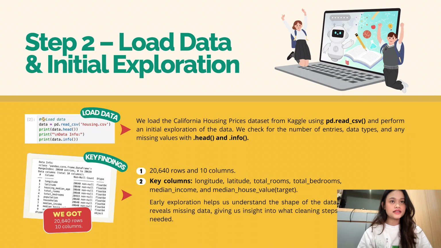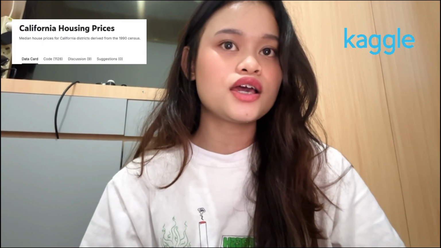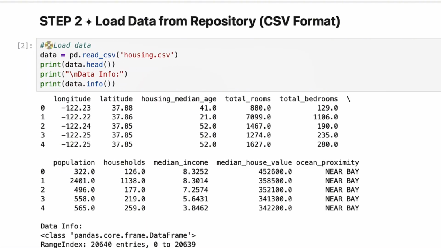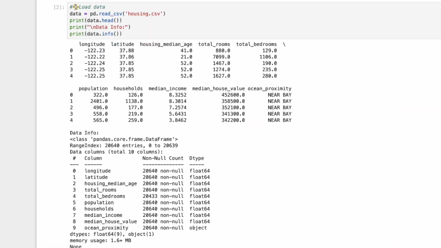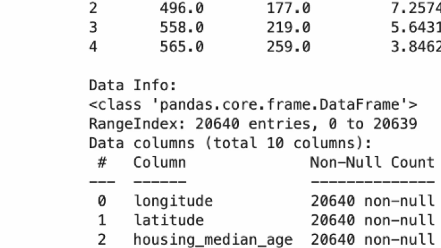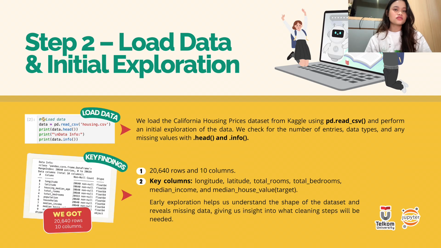In step 2, load data and initial exploration. We load the California housing price dataset from Kaggle using Pandas read_csv and perform an initial exploration of the data. We check for the number of entries, data types, and any missing values with head and info. We find that the dataset contains 20,640 rows and 10 columns. The columns include longitude and latitude, total rooms, total bedrooms, and median income, and also median house value, which is our target variable. We also identify missing values in the total bedrooms column that need to be addressed.